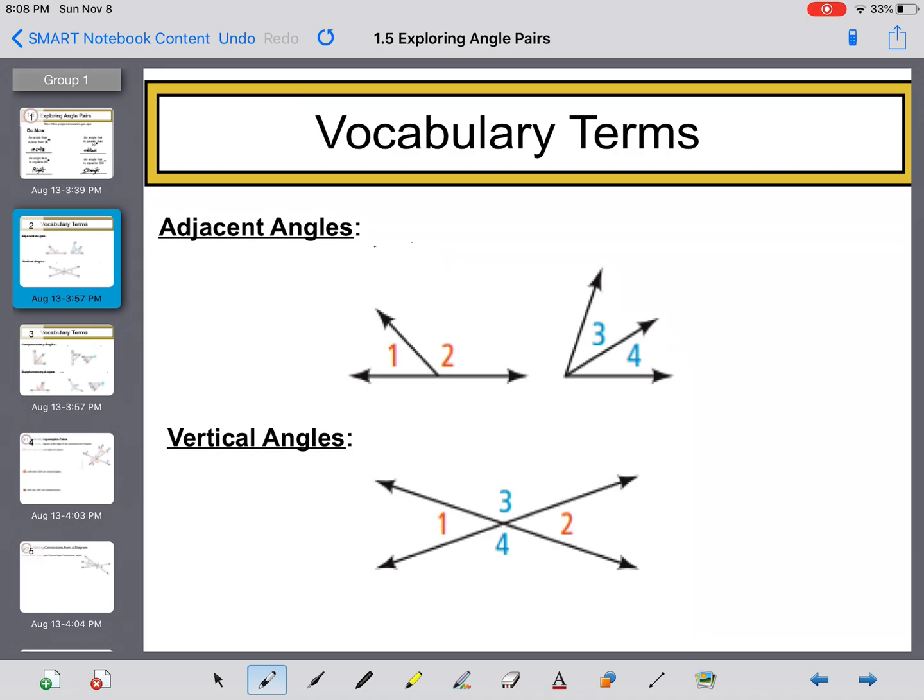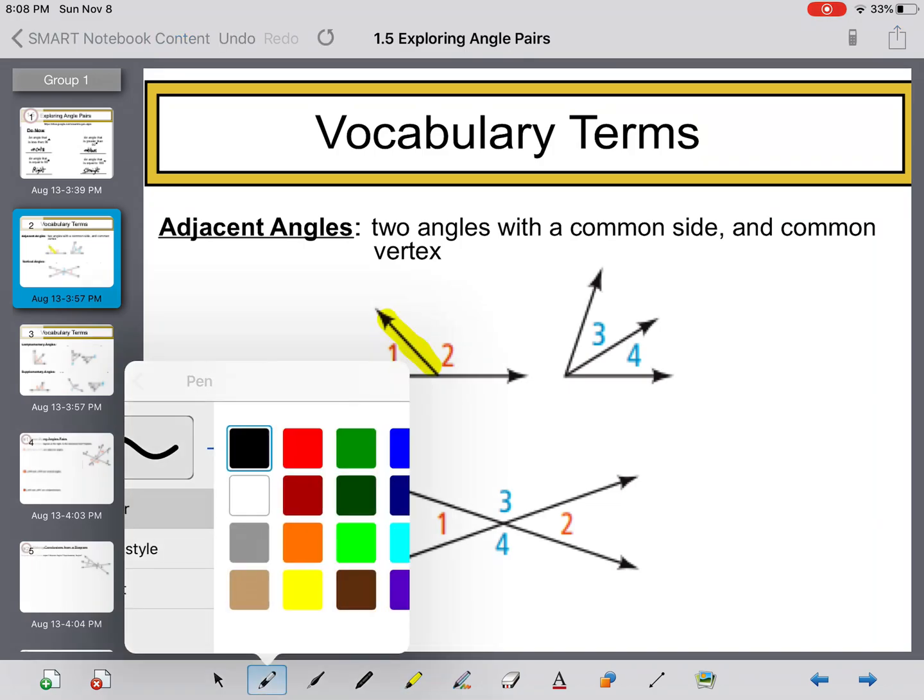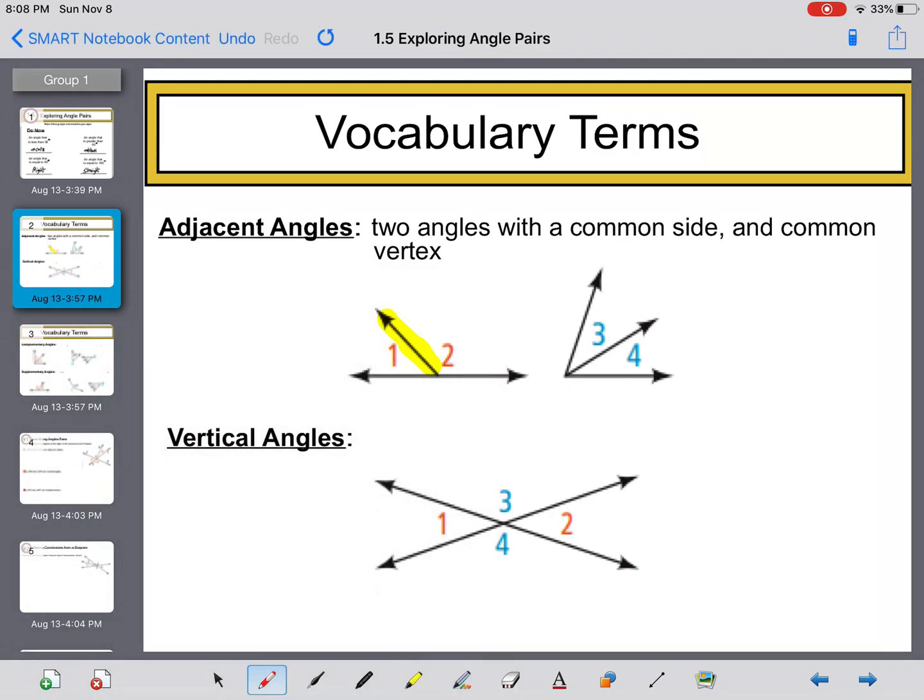Some definitions here. We're going to have a bunch of definitions today. Adjacent angles. Adjacent angles are two angles with a common side and a common vertex. Okay? If you notice here, angles 1 and 2 have a common side, and they also have a common vertex, which is right here. If you notice, angles 3 and 4 have a common side and a common vertex. They are adjacent.